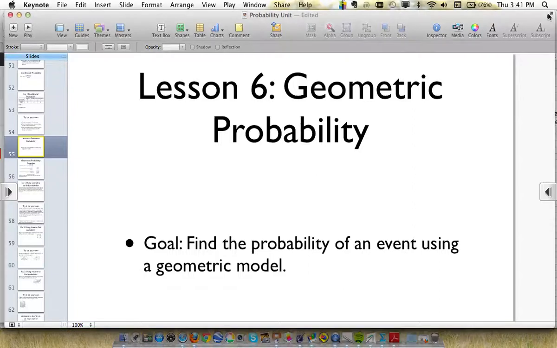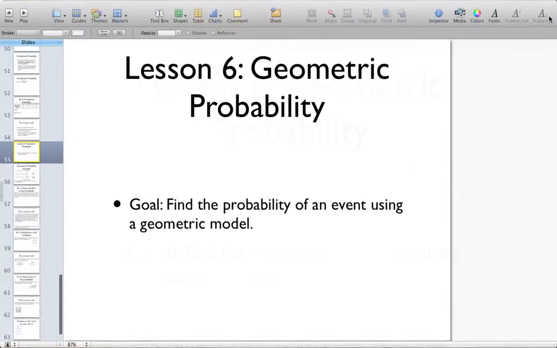Probability, which is, as you can see, on geometric probability. So geometric probability is being able to find the probability of an event using a geometric model.